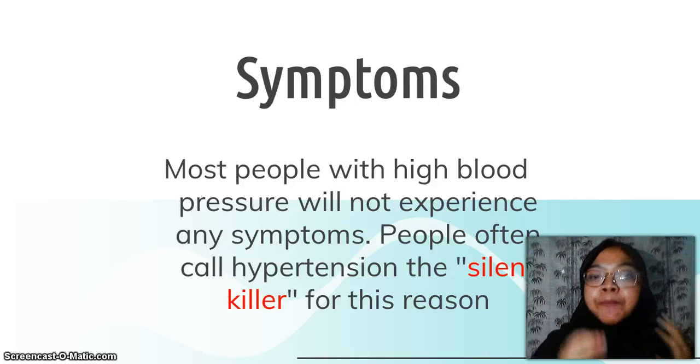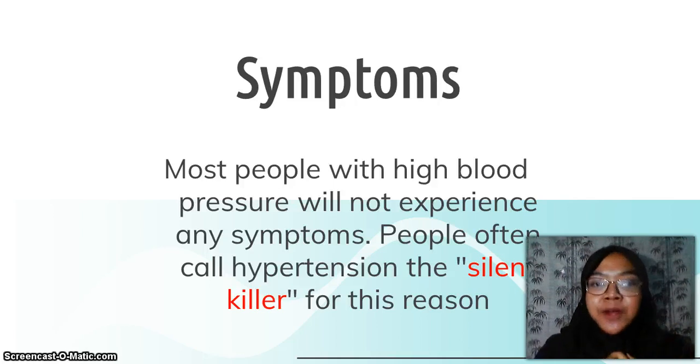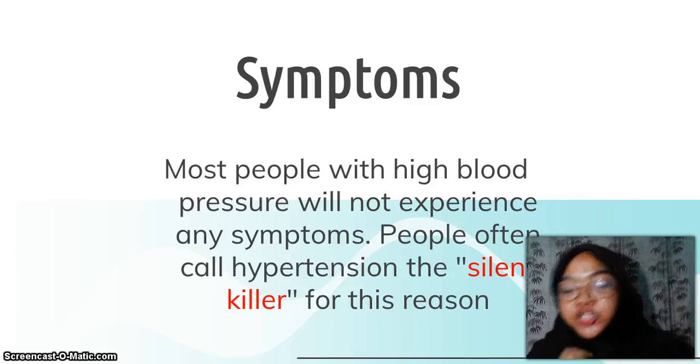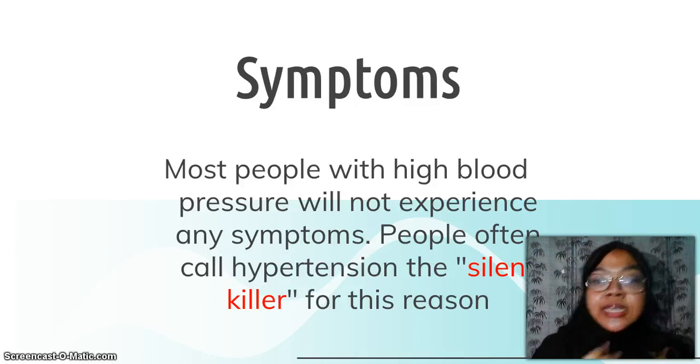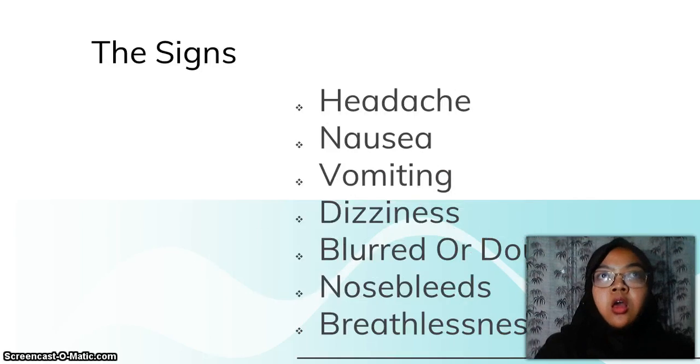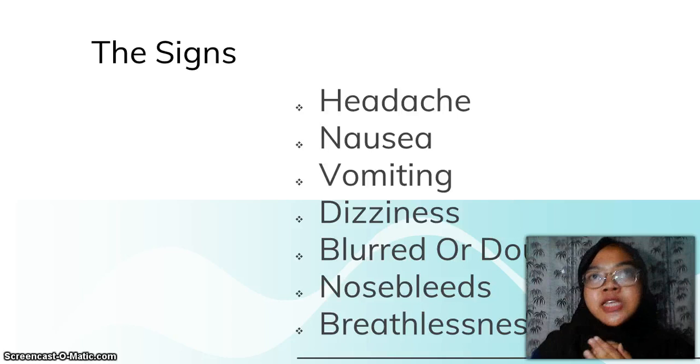And then after the causes, I will tell you about the symptoms. Most people with high blood pressure will not experience any symptoms. People often call hypertension the silent killer for this reason. However, once blood pressure reaches about 180 per 120 millimeters of mercury, it becomes a hypertensive crisis, which is a medical emergency.